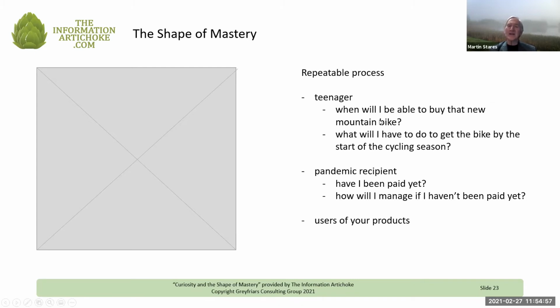So the teenager may be looking at things a different way. He may want to know when he'll be able to buy that new mountain bike at the same rate of saving. Or he may want to get that bike by the start of the cycling season. How does he have to change his rate of saving to make that happen? That's a little bit more of a complicated calculation. For the pandemic recipient, have I been paid yet? How will I manage if I haven't been paid yet? And you can even apply these questions to users of your own products.